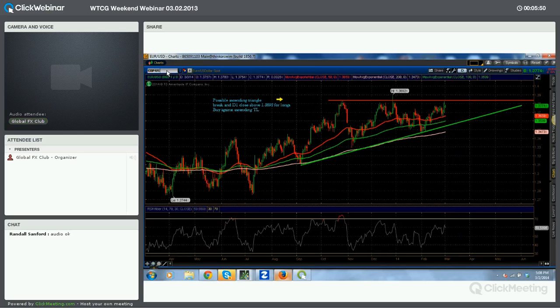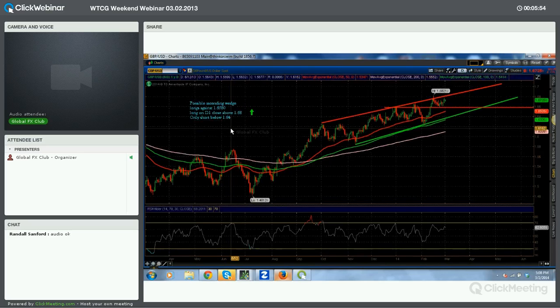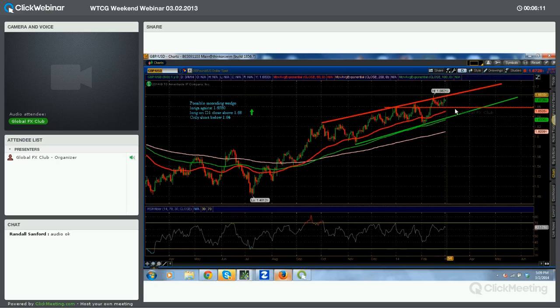Pound dollar. Again, you can see my notes. Possible ascending wedge, which is bearish, but long-term bearish. They're hard to play bearish until they break. So looking for this 166 level basically as a possible support area. You can see it's gotten some interest in the past. And then, of course, a move down towards 164.35 would be a long opportunity as well.